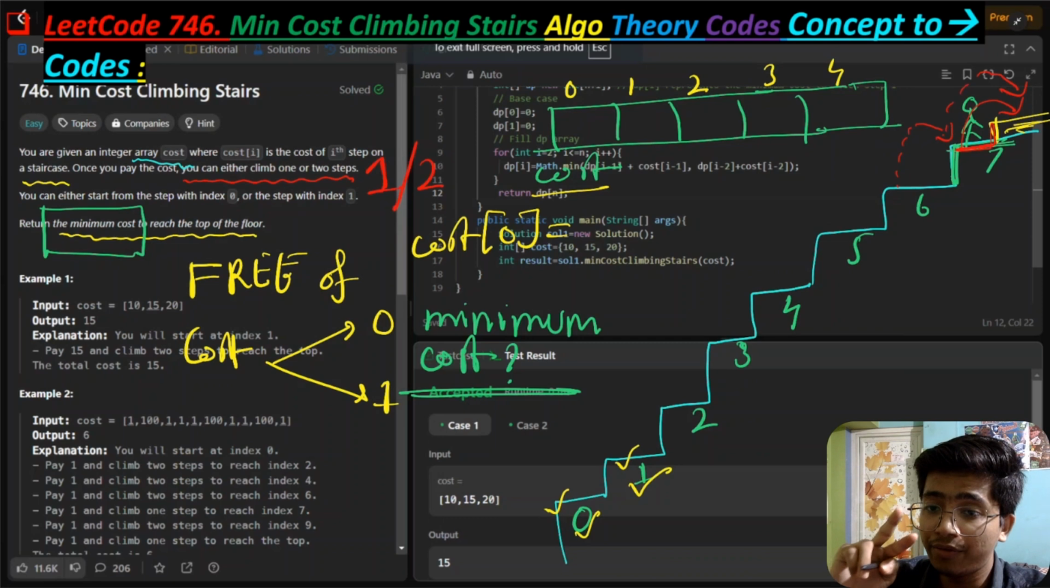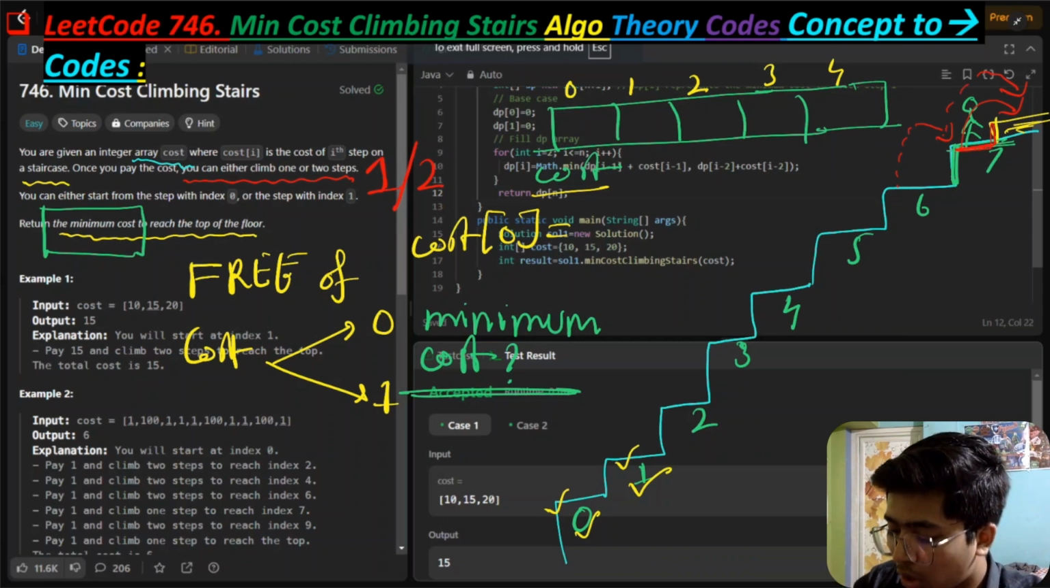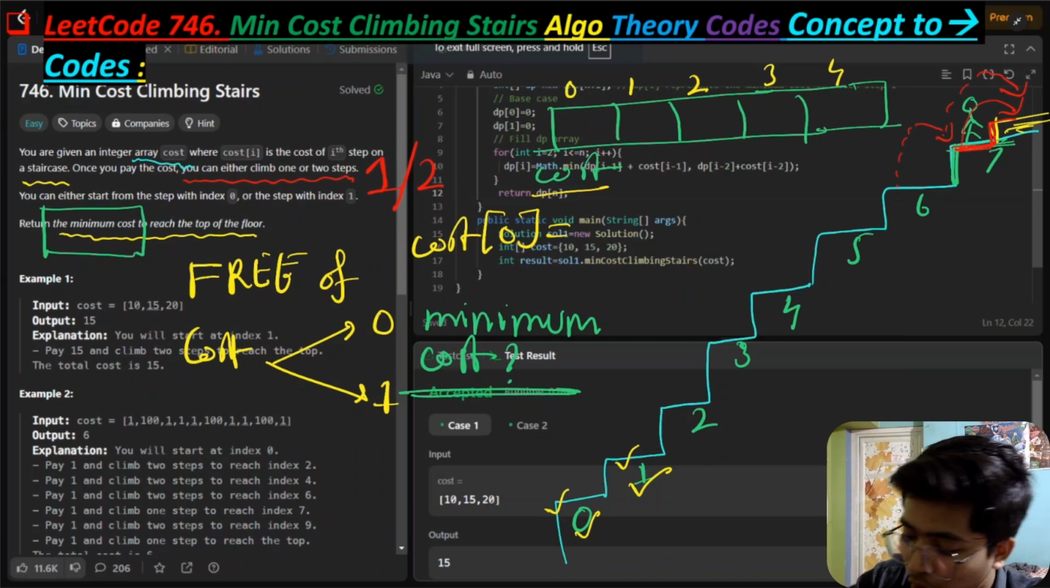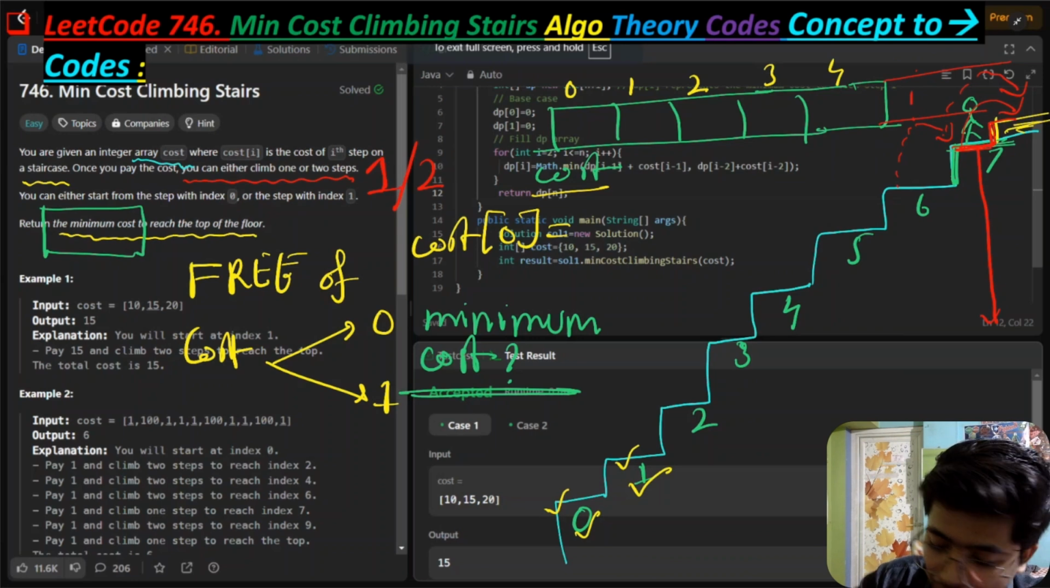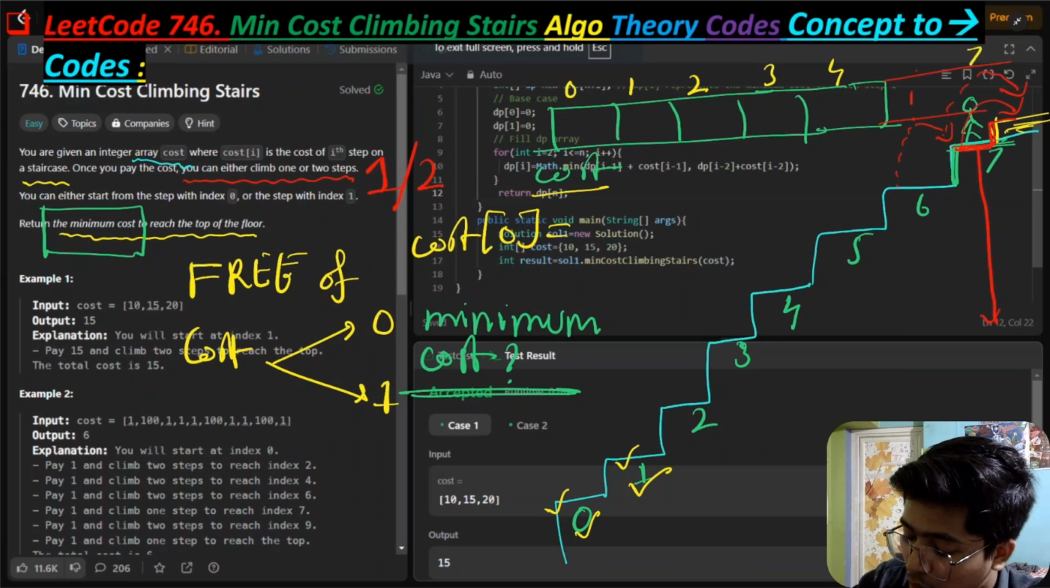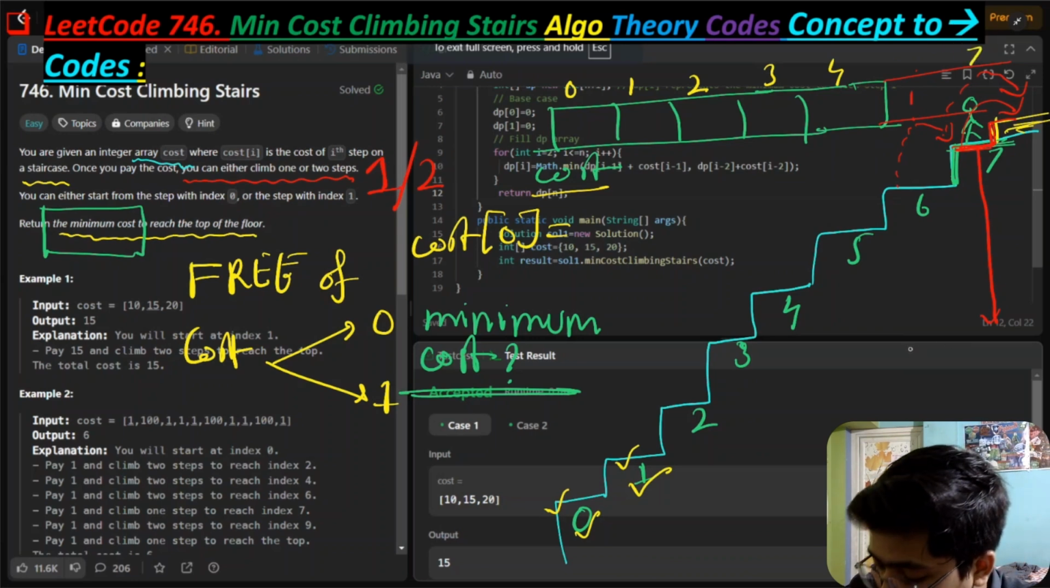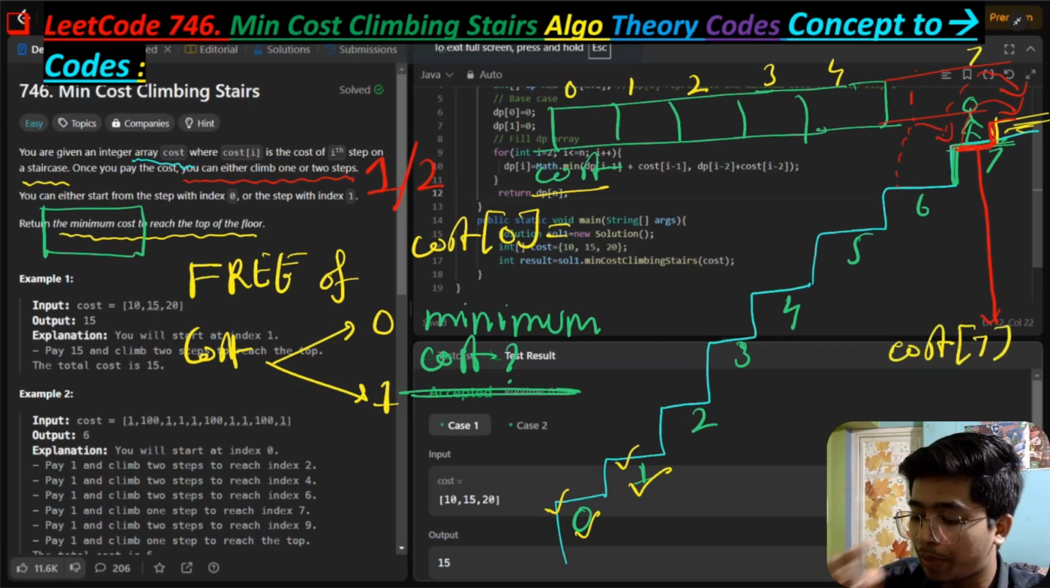So that means we can climb one step or two steps. Now observe, suppose we are climbing from this position, so we have to pay the cost of this position. If that's our index 7 of the array, the cost would be of the 7th position. So we had to pay the cost of index 7.